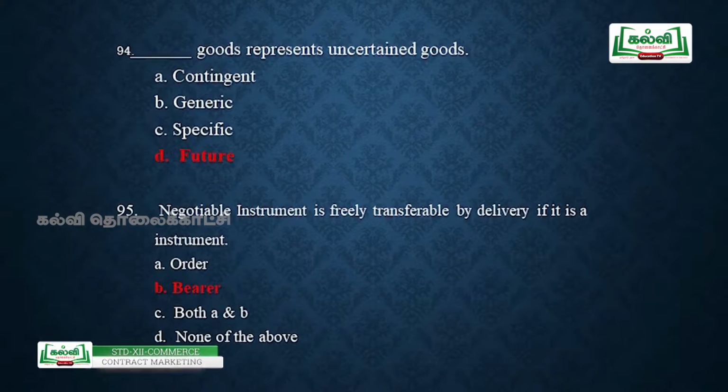Okay. Then next one, a negotiable instrument is freely transferable by delivery if it is dash instrument. Option A, order. Option B, bearer. Option C, both A and B. Option D, none of the above. This is bearer. Through the bearer it can be freely transferable. So, option B is the correct answer.